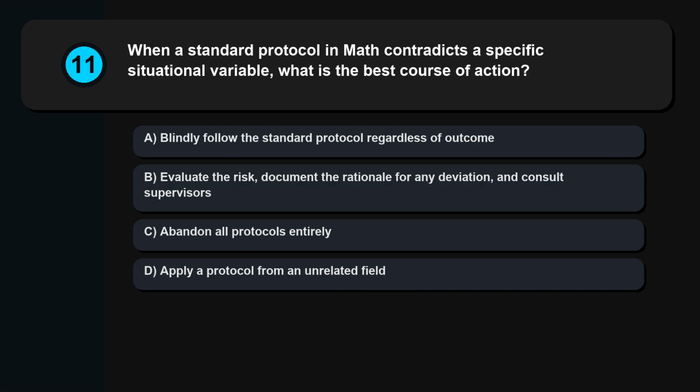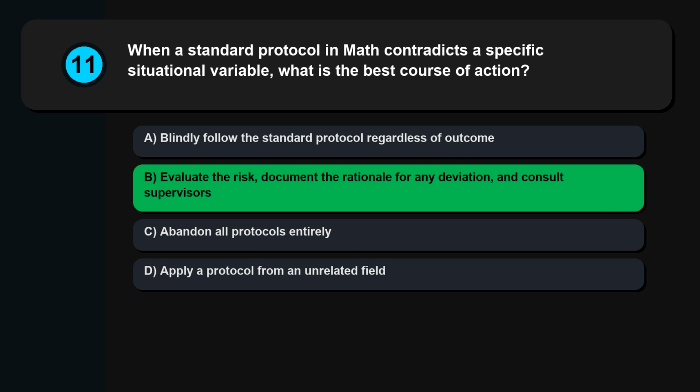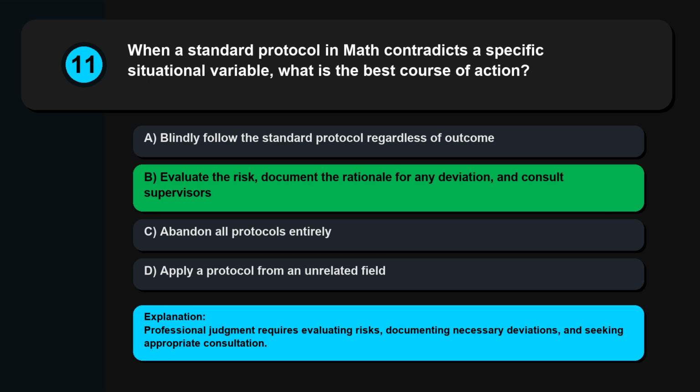Question 11. When a standard protocol in math contradicts a specific situational variable, what is the best course of action? Blindly follow the standard protocol regardless of outcome, evaluate the risk, document the rationale for any deviation, and consult supervisors. Abandon all protocols entirely. Apply a protocol from an unrelated field. Professional judgment requires evaluating risks, documenting necessary deviations, and seeking appropriate consultation.